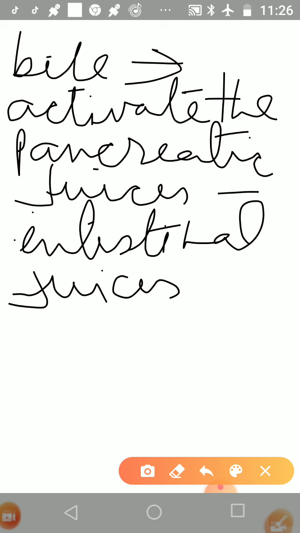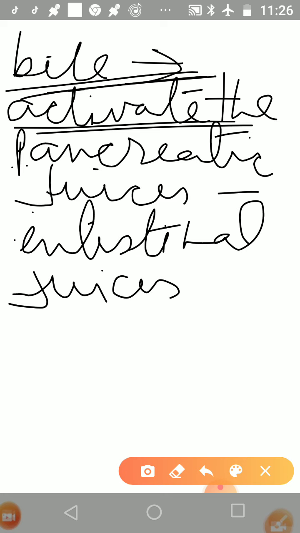So bile juice also provides an alkaline medium, so that the pancreatic juices can further digest the different food components present in the small intestine. Okay, clear? Like in your stomach, the HCl provides an acidic medium for protein digestion. For protein digestion there must be an acidic medium. It is a must. If there is no acidic medium, protein will not digest.